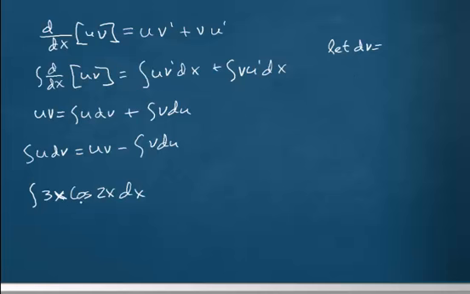Now we're looking through here and we're saying, okay, well, if I were to integrate 3x, I'd wind up with 3x squared over 2, and I'm not seeing an x squared in here. So we're going to pick on cosine 2x dx as our dv.